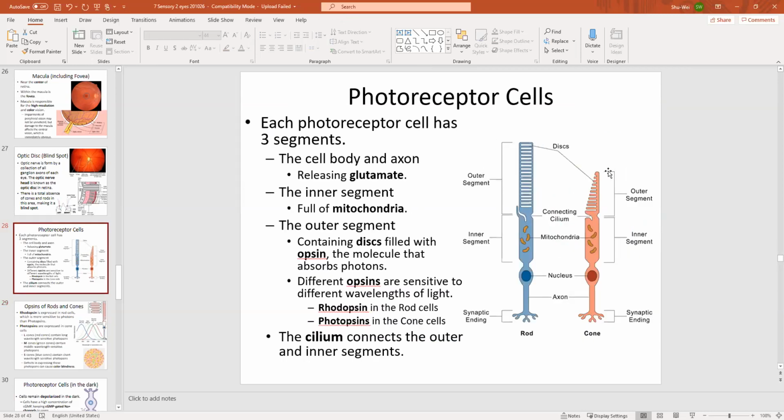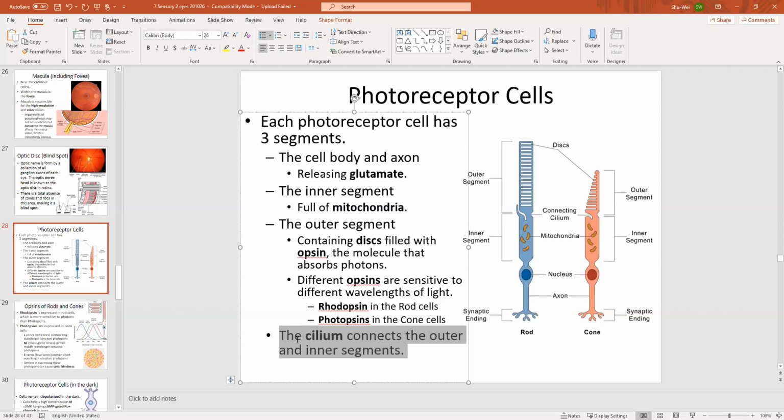All right, so the outer segments have these disks, and then in the inner segment, we have a lot of mitochondria. This provides the energy of the cell. Then we have the nucleus. Then we have the axon. So when light shines on it, it will convert into a membrane potential change, then trigger the photoreceptor, and at the end of the axon, they release glutamate. So that's here, glutamate.